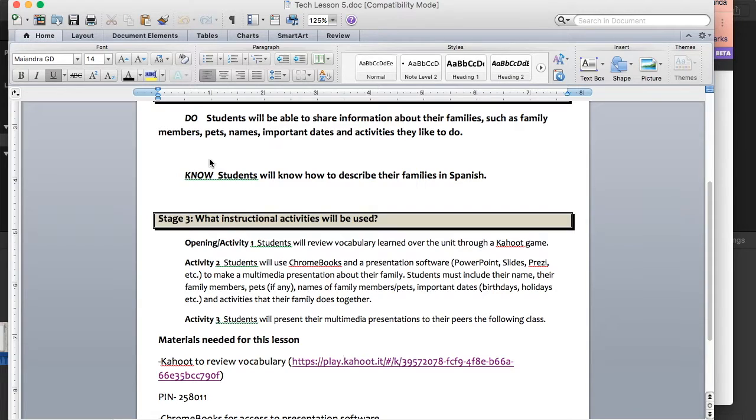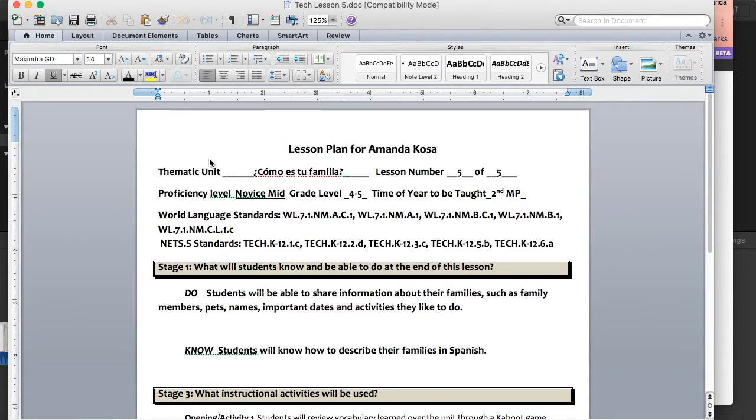After that, this will be a more student-led activity. They're going to be using a presentation software such as PowerPoint, Google Slides, Prezi, etc., whatever they're more comfortable with, to make a multimedia presentation about their family. In this presentation, students must include their name, their family members, pets if they have any, the names of their family members and or pets, important dates such as birthdays, holidays, etc., and activities that their family does together. These students will present their multimedia presentations to their peers the following class and maybe even the class after that.